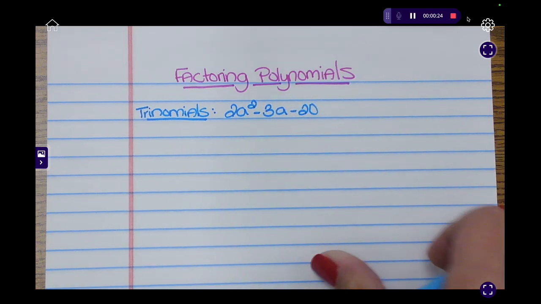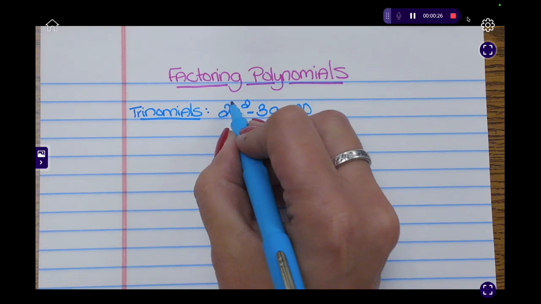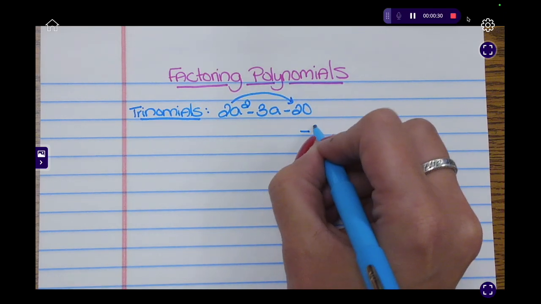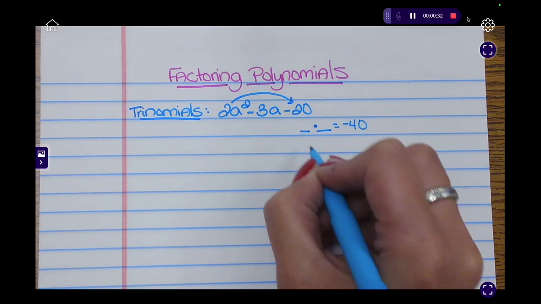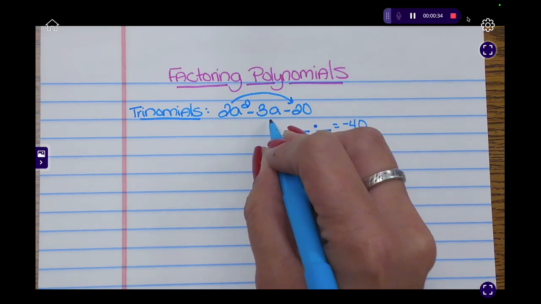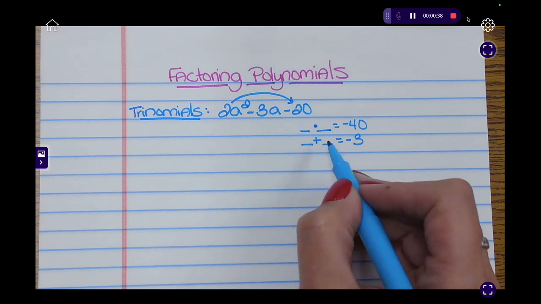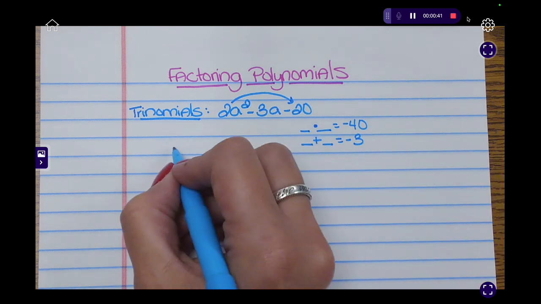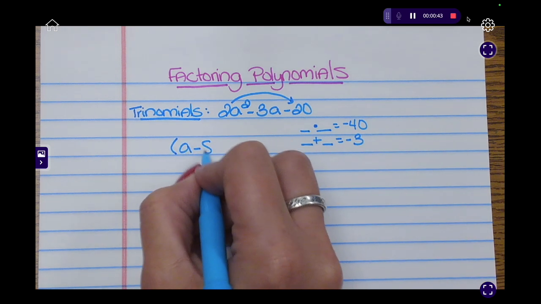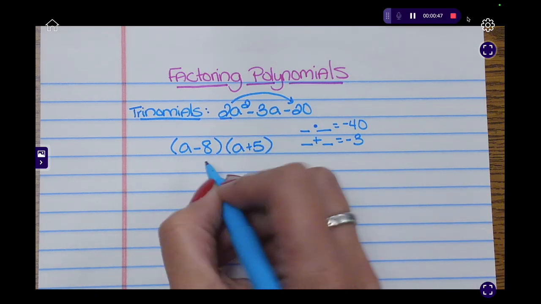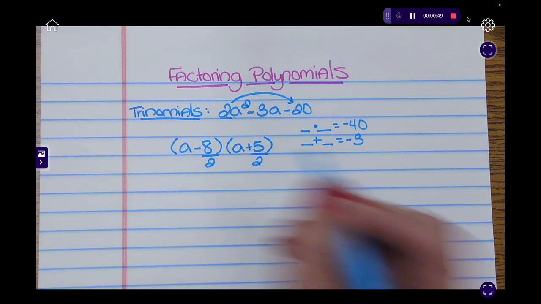In our class, we did the slide and divide method. So remember, you're going to slide your a over. I'm looking for two things that multiply to give me a negative 40, and those same two numbers you're going to have to add to give me that middle term of negative 3. Once we found these two numbers, which would be negative 8 and 5, we're going to go ahead and write those in parentheses.